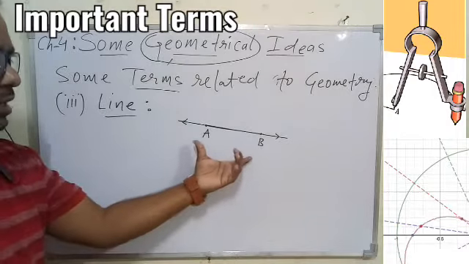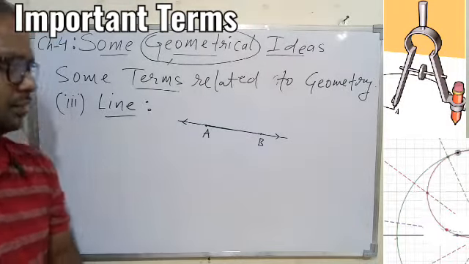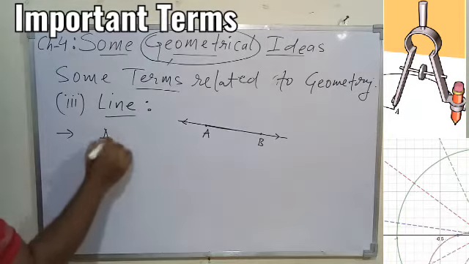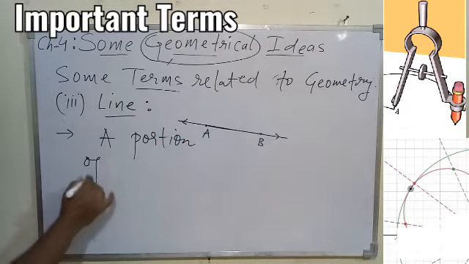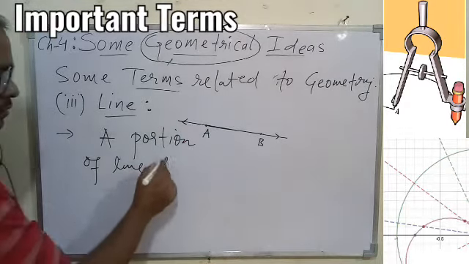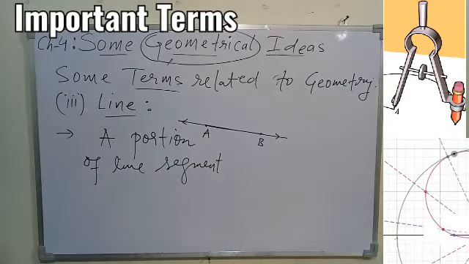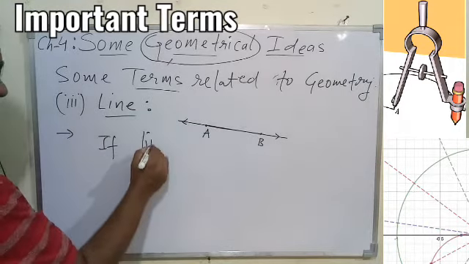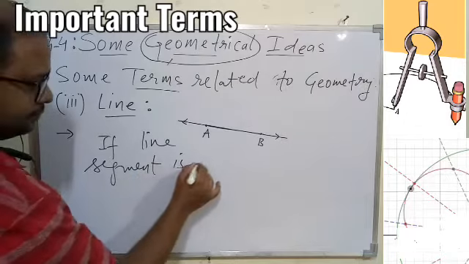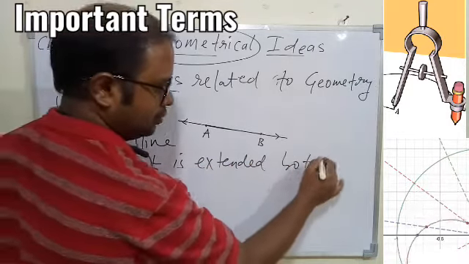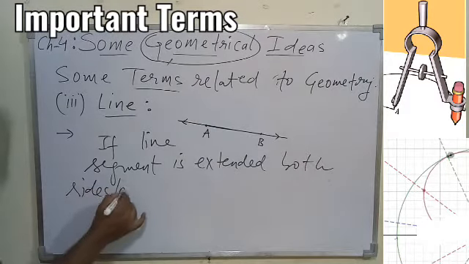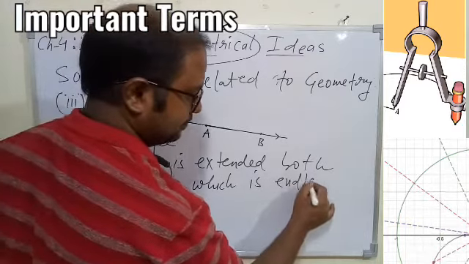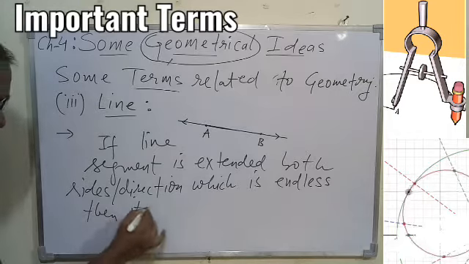a part of the line segment, we can say, which is having no end points. So we can simply write down this way, that is, line, a portion of line segment, or better, let me define a different way because it will confuse you. We can write down, if a line segment is extended both sides or directions, which is endless, then it forms a line.